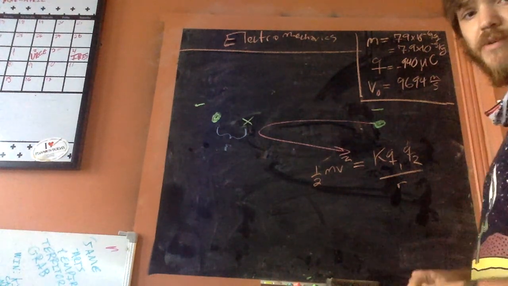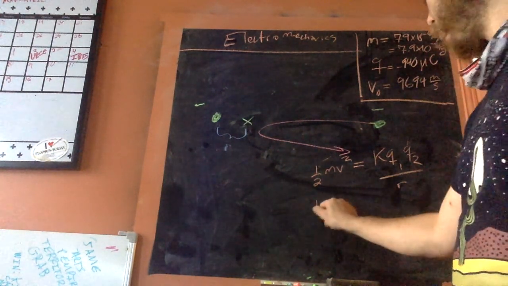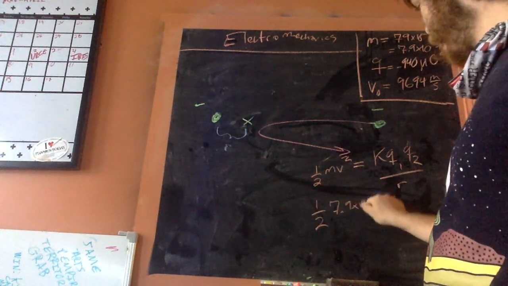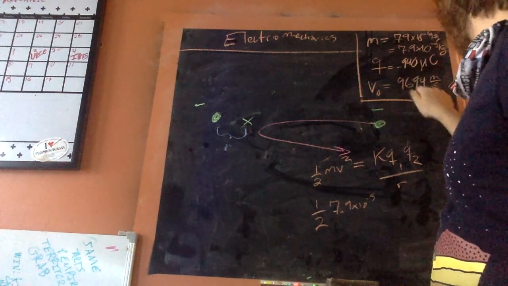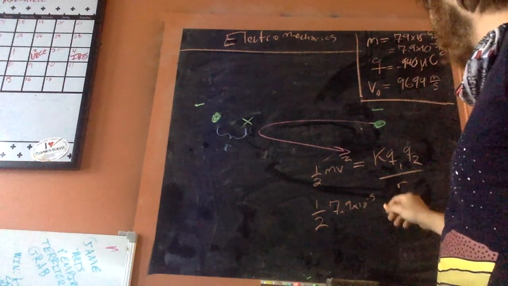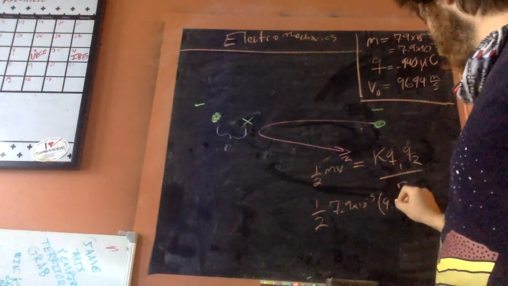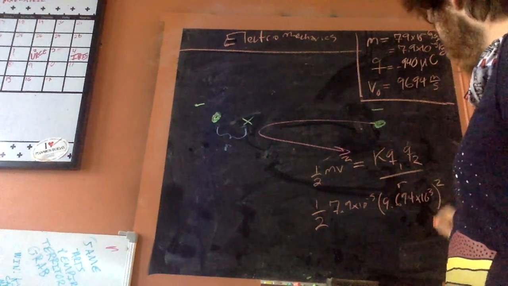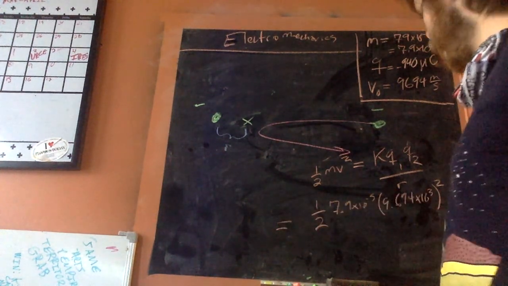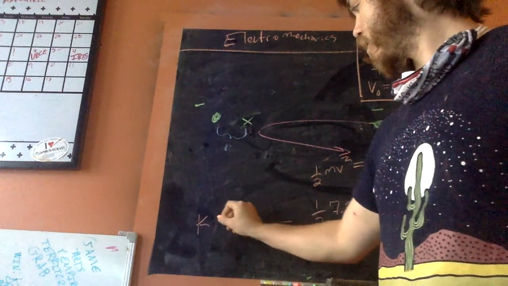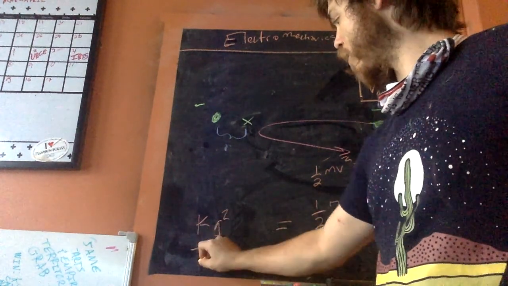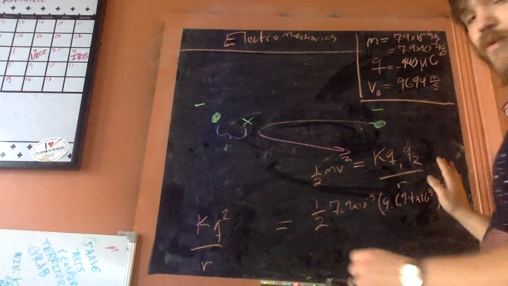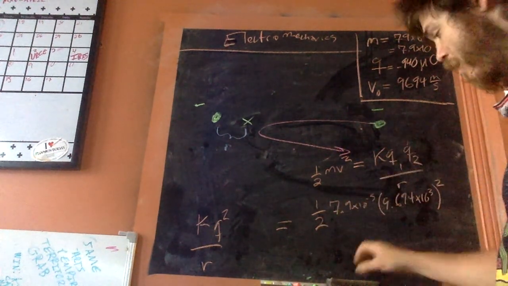So let's plug in some numbers. We get 1/2 times 7.9 times 10 to the negative fifth, and then v is equal to 9.694 times 10 to the third, so 9.694 times 10 to the third squared, and that's equal to k q squared over r. Well, we want to solve for r, so I'm going to erase this real quick and just write out the algebra for r.